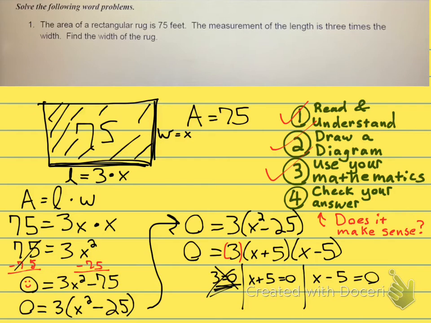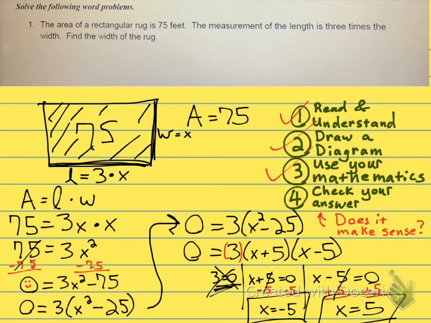This one, x plus 5 equals 0. How do I solve that? Subtract 5 from both sides. x equals negative 5. And let's solve this one. How do I get rid of a minus 5? Add 5 to both sides. x equals 5. So here are my possible answers: x is negative 5 and x is 5.